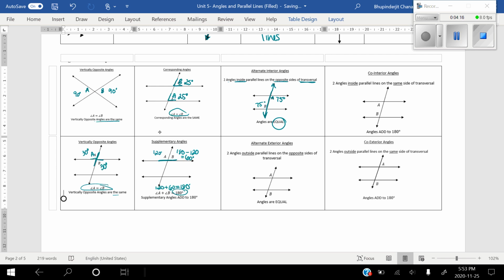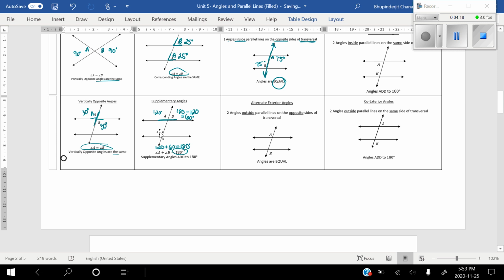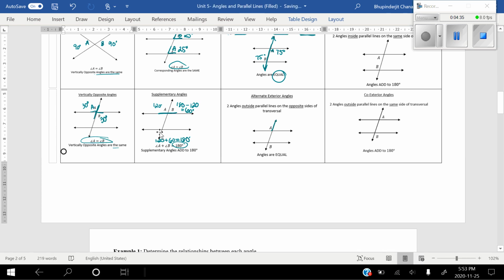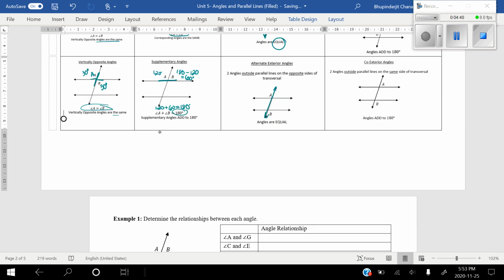All right, moving on. Alternate exterior, so these are now on the outside. So notice how these are on the outside and the interior ones were on the inside. These guys are outside and they're on the opposite side of the transversal. Remember, the transversal again is this line here. They're on the exterior, we have our A, and they are on opposite sides. These two are equal. So let's say if this was 30 degrees, this also would be 30 degrees.